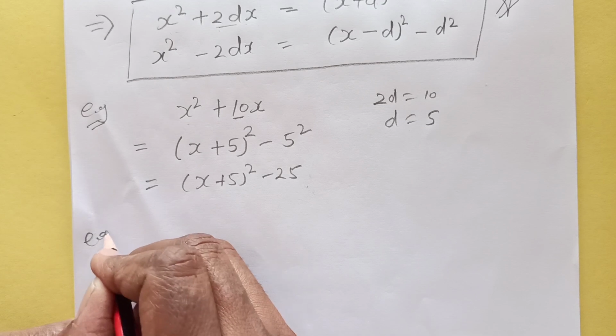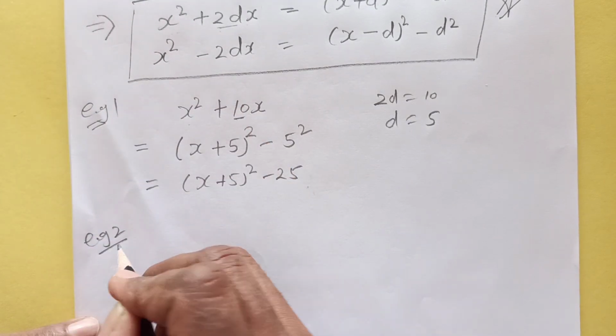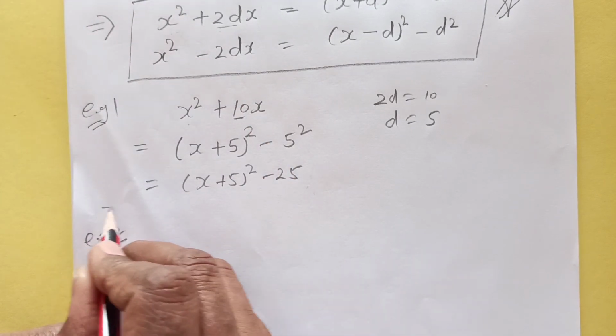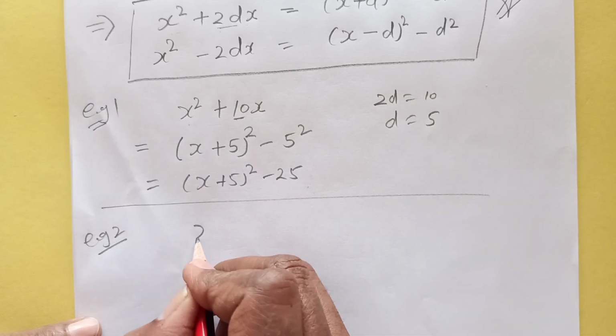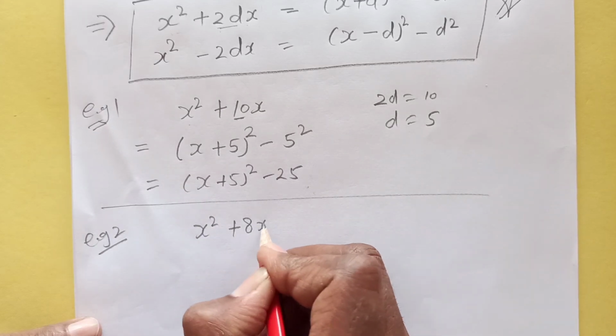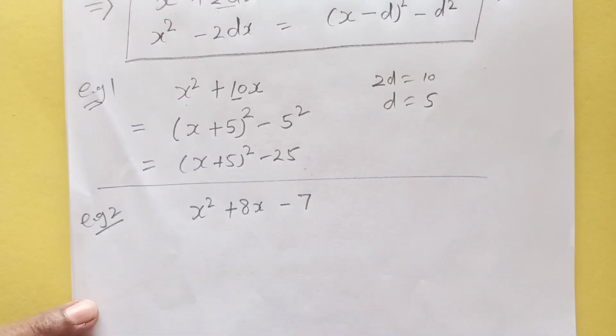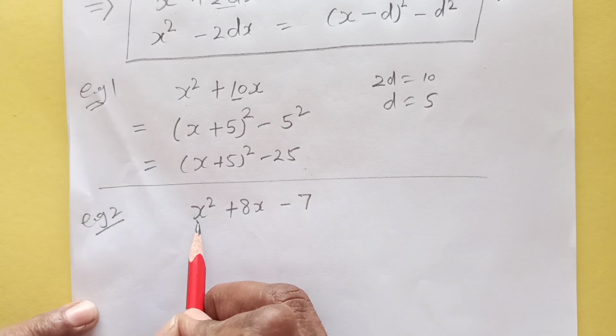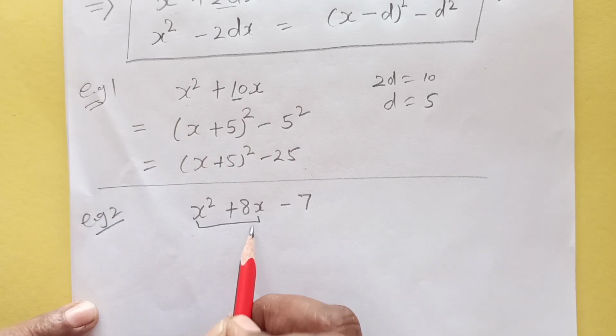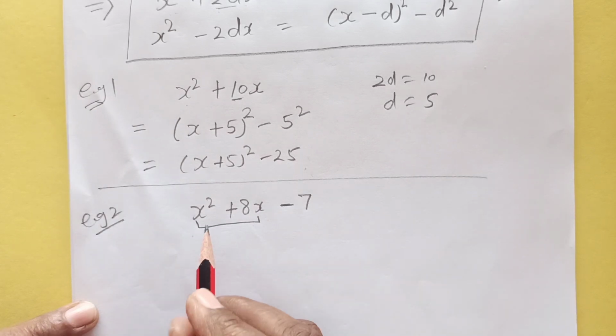Now example number 2. Let's say we have x squared plus 8x minus 7, and we want to write it in another form by completing the square. So I will take these first two terms, right? The constant term we can leave as it is.